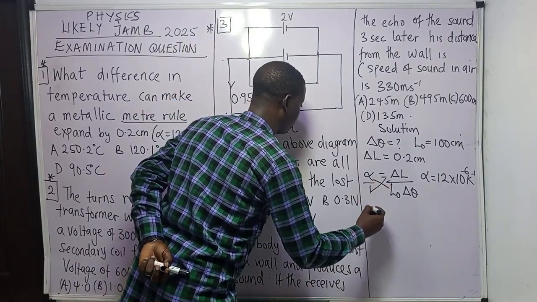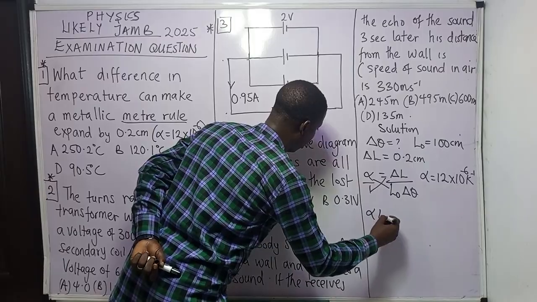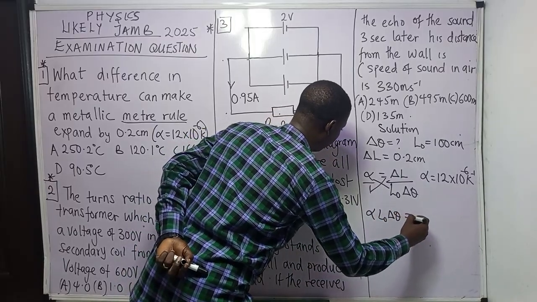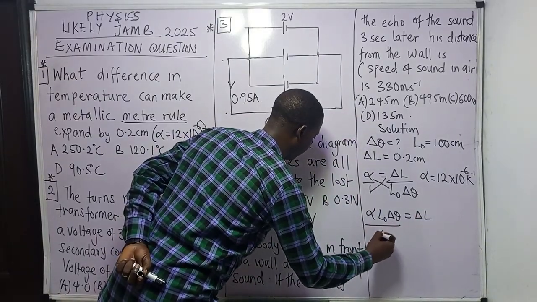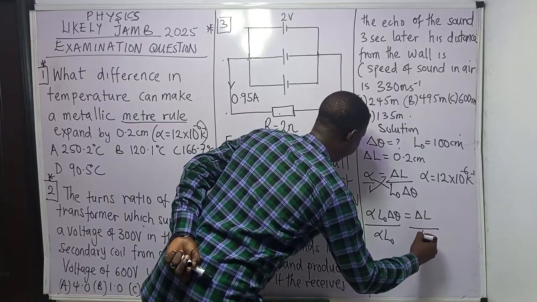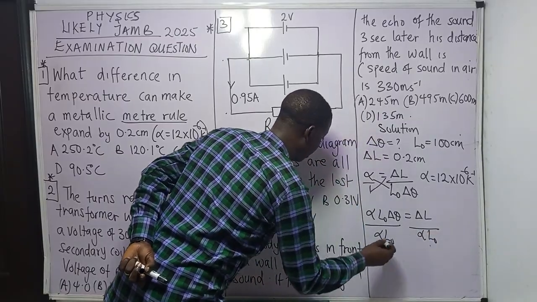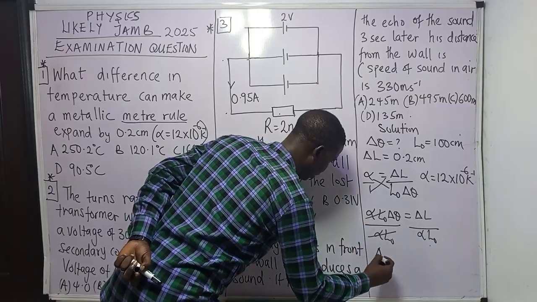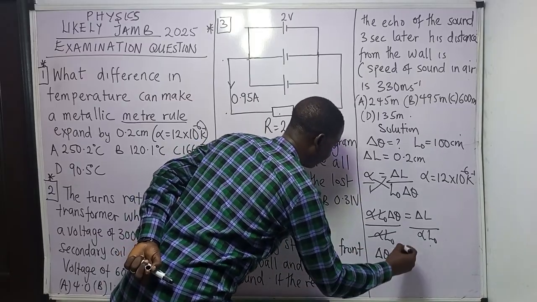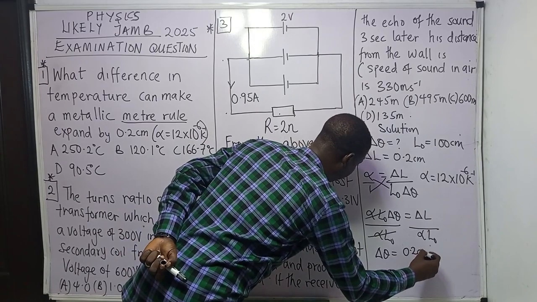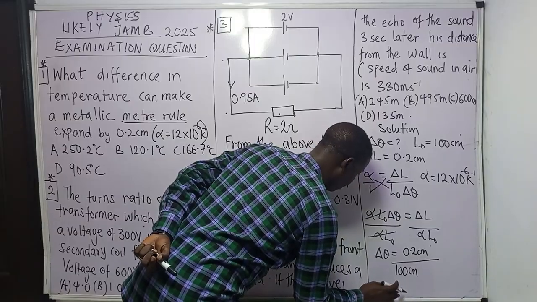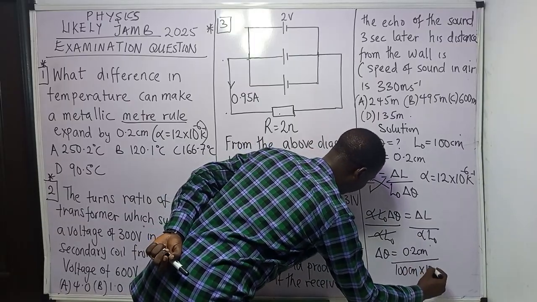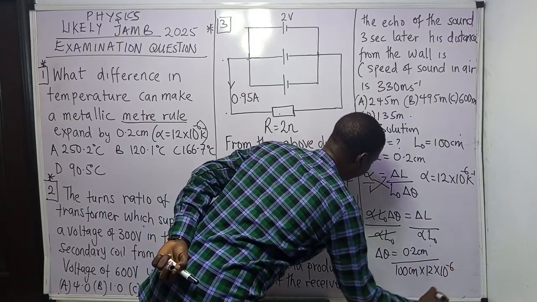Now to make theta the subject of the formula: you have alpha L change in temperature equals change in L. So make theta the subject of the formula by dividing both sides by alpha L naught, the original length. So change in theta will now give us 0.2 centimeter divided by 100 centimeter, which is the length, then times 12 times 10 to the power minus 6.